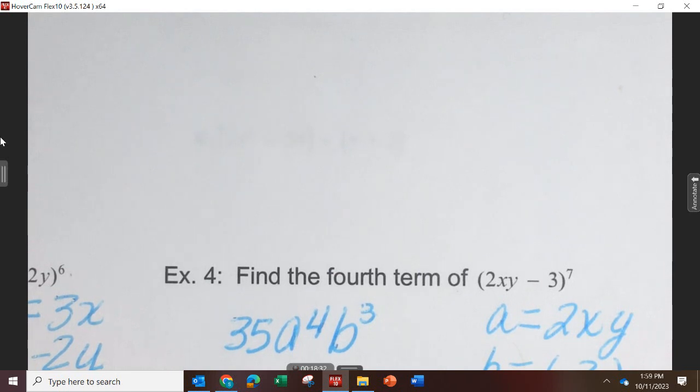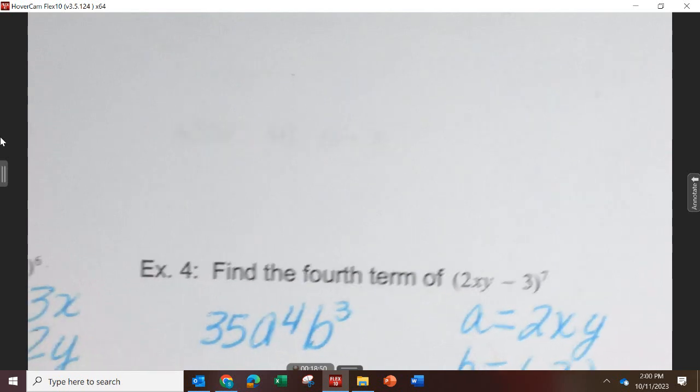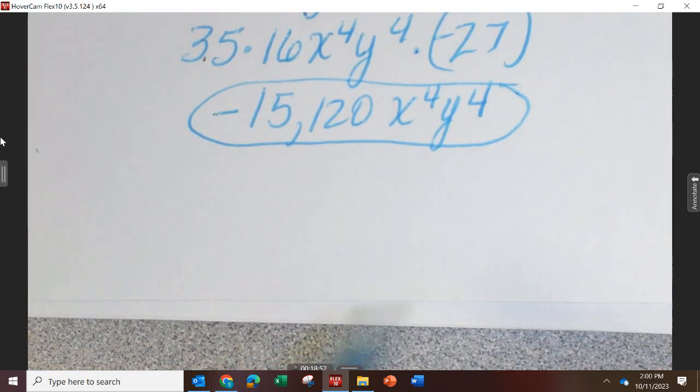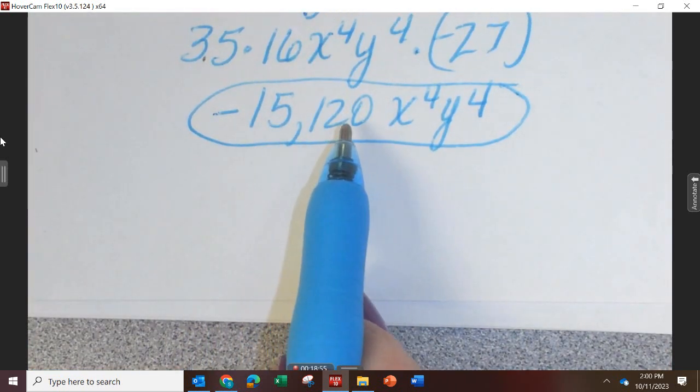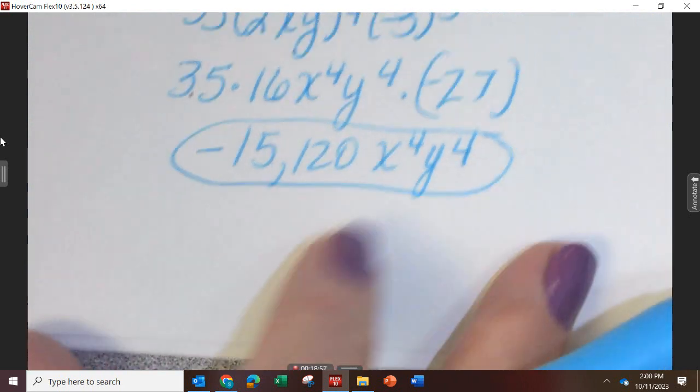-7,000, what is it? -7,560 x to the third y to the third. Anybody else get that? Seeing some no's. Colin, what did you get? Okay. Anybody else get that answer? Yes, that's what it should be. -15,120 x to the 4th y to the 4th.